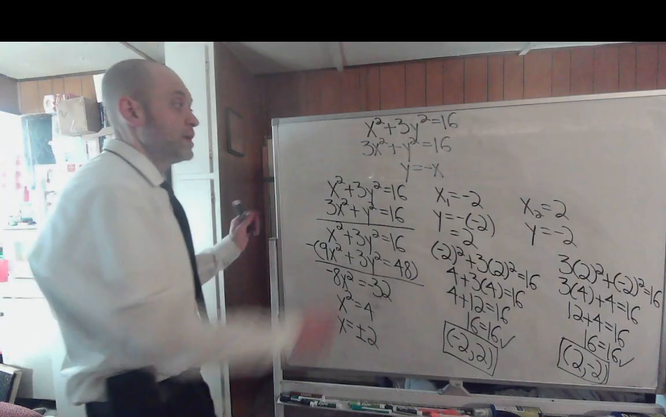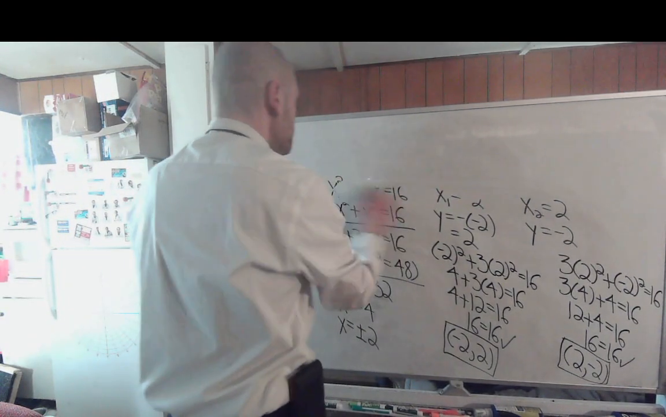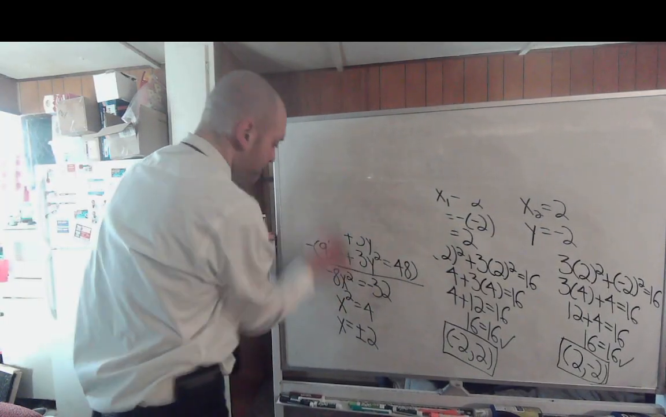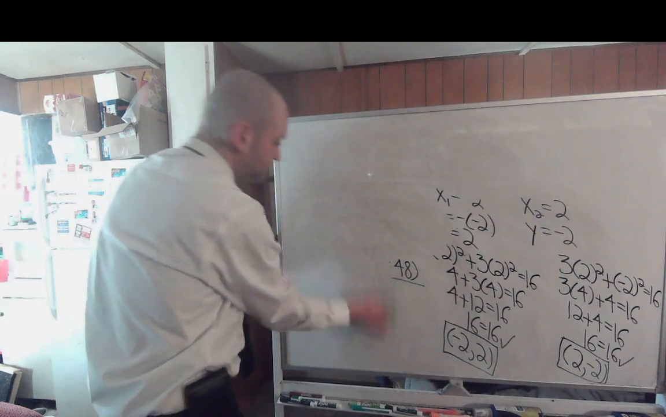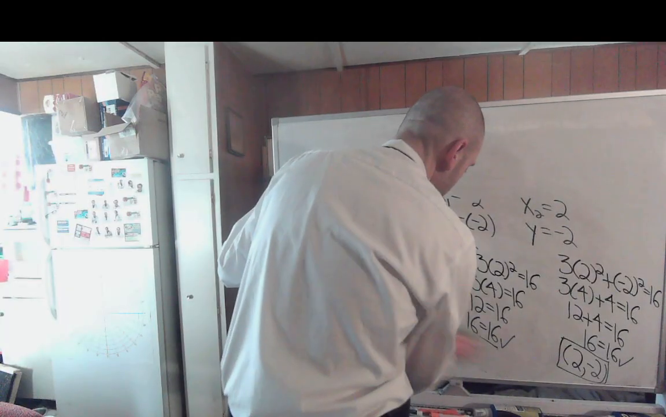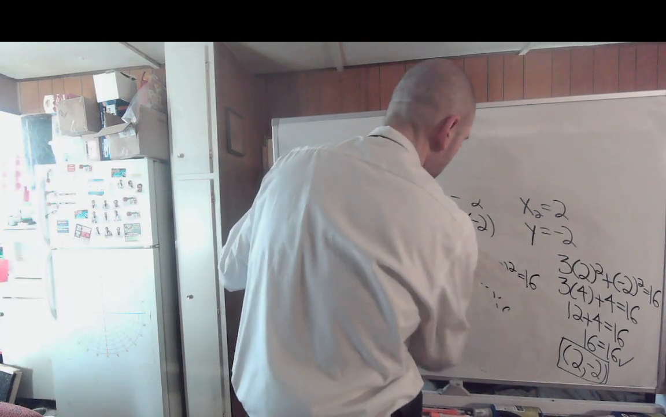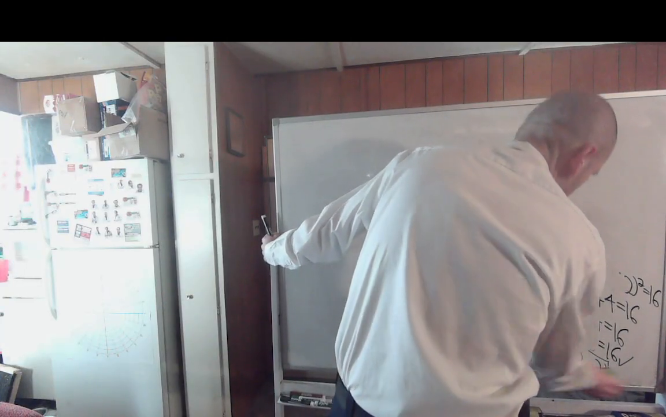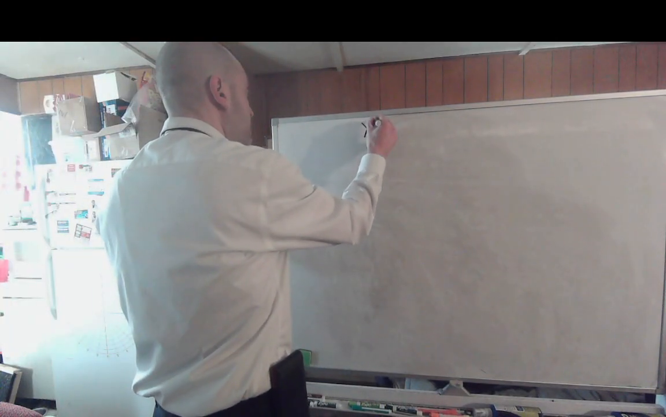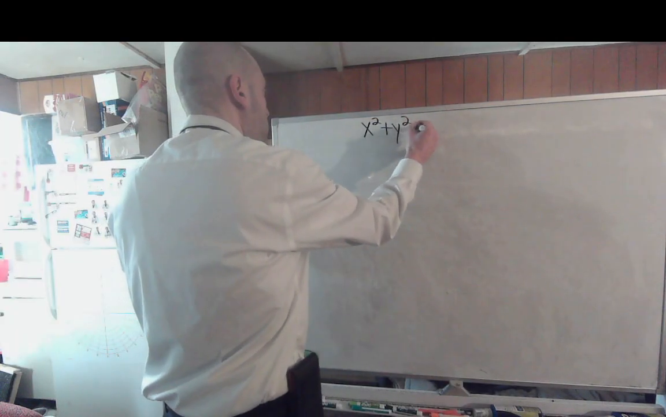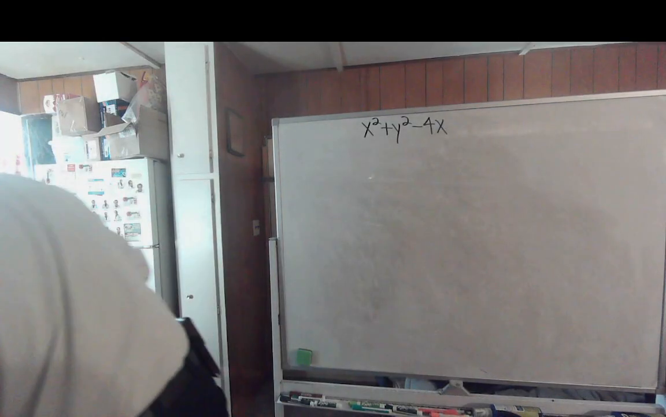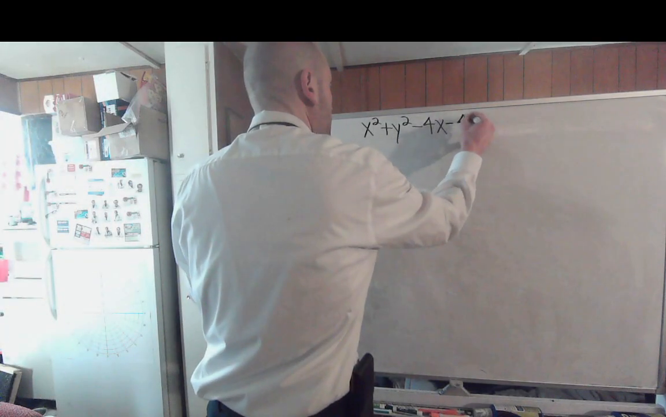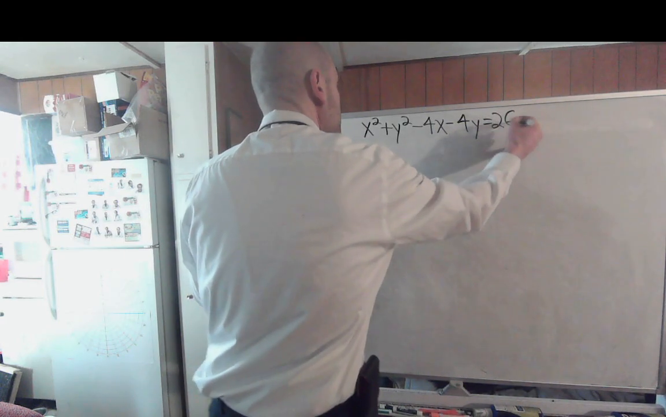And I got just one more and we are done. Alright, what's the last one look like? x squared plus y squared minus 4x minus 4y equals 26.